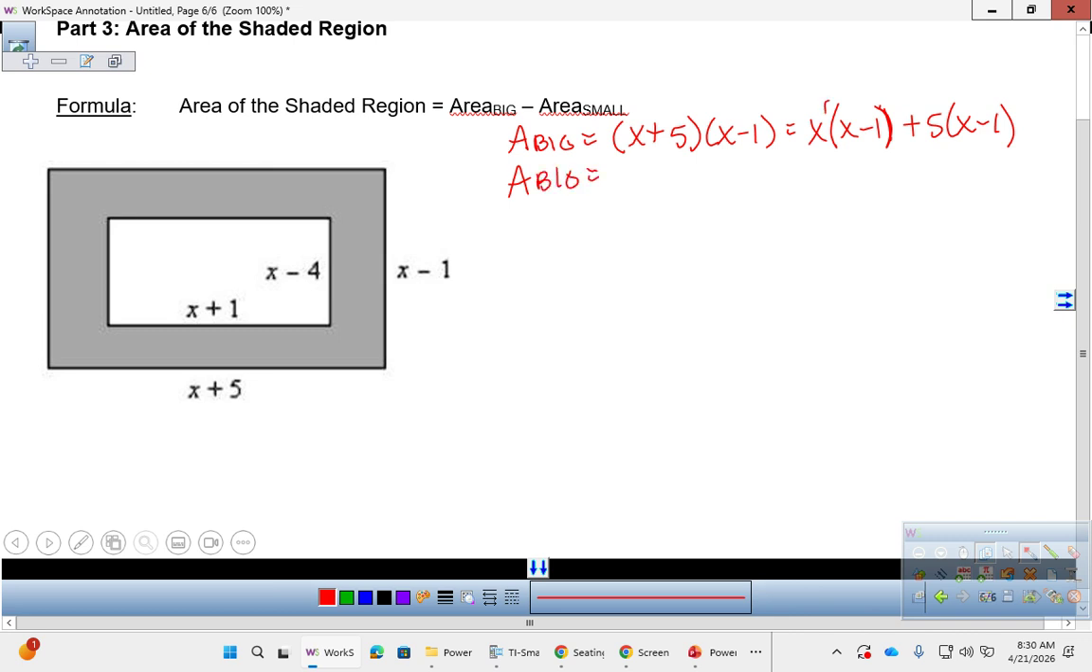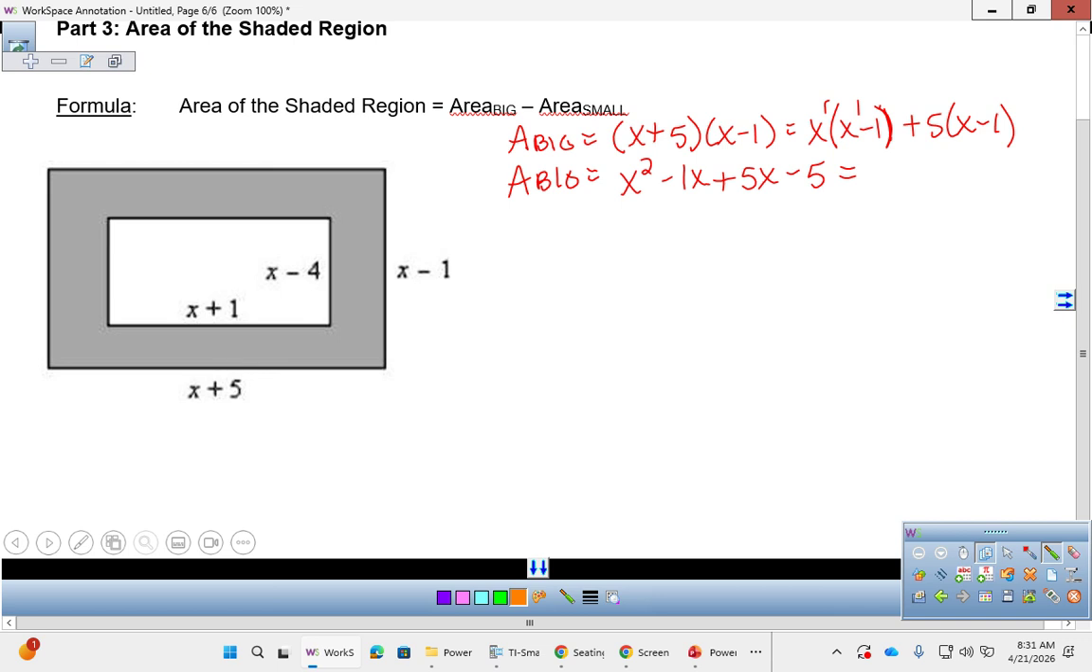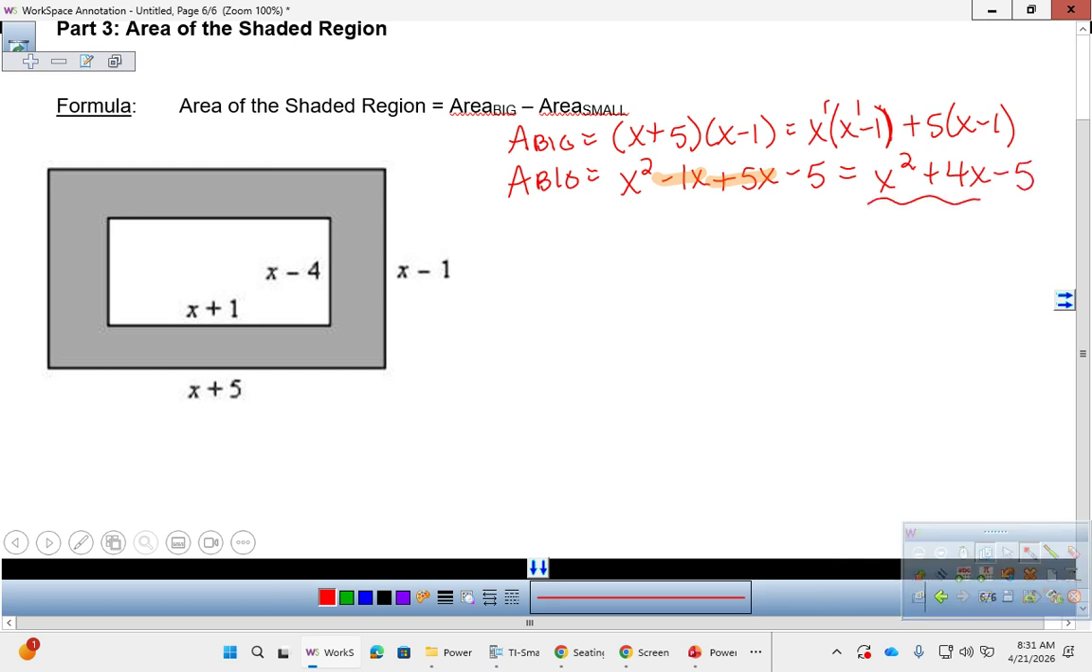I'm putting ones here, so I remember to add them. X times x is x squared. It's not x. It's not 2x. You keep the base and you add the exponents. X times negative 1 is negative 1x. 5 times x is 5x. And 5 times negative 1 is negative 5. I just have to combine my like terms. Negative 1 plus 5 is positive 4. So this is the area of my big.